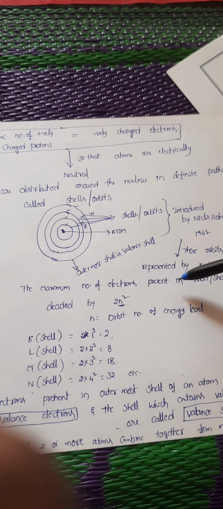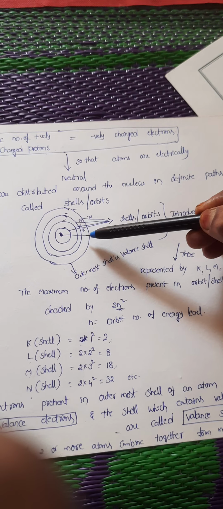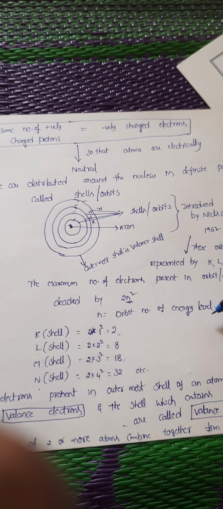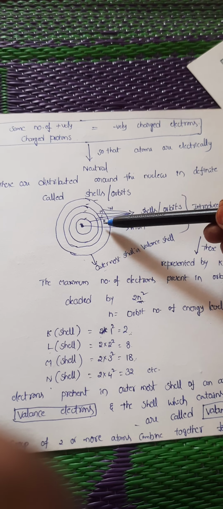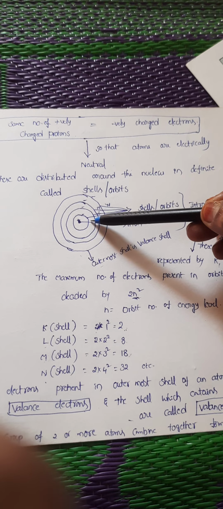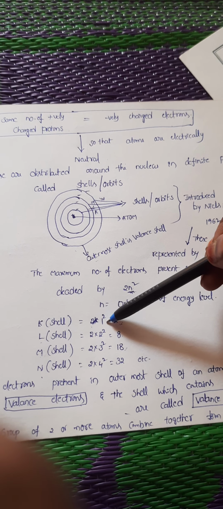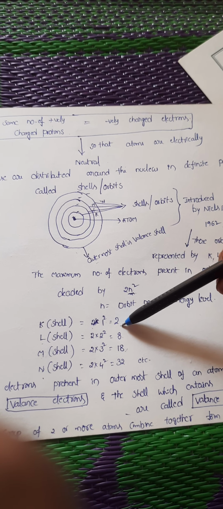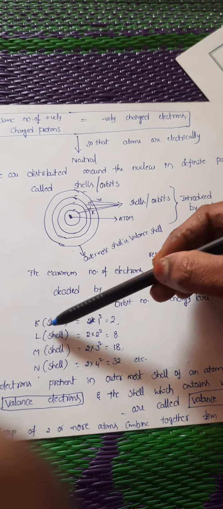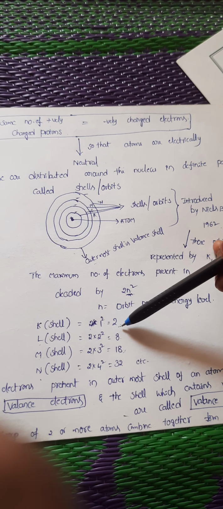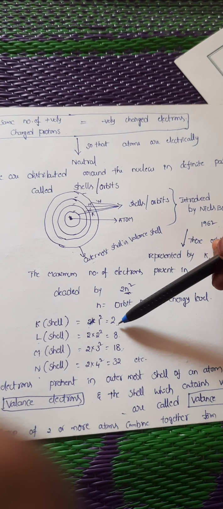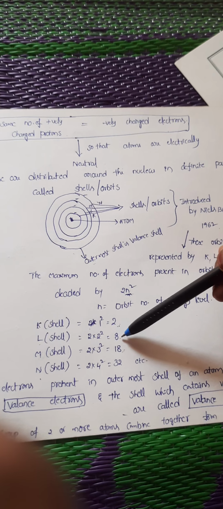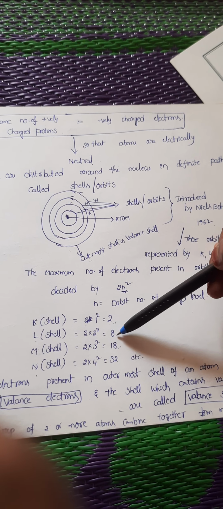The maximum number of electrons present in an orbit or shell is decided by the formula 2n square, where n represents the energy level of the orbit, right? The K shell is the first shell, so its number is 1. We substitute the number into the 2n square formula, and we get the number of electrons it can accommodate. So the K shell can accommodate two electrons. Likewise, L is the second shell, and we get 8. The number of electrons this shell can accommodate is 8.